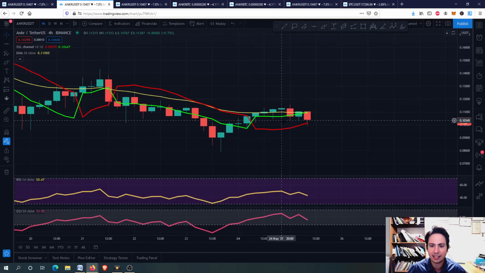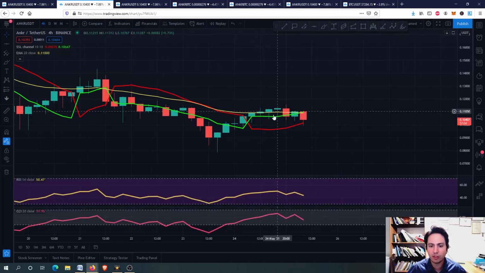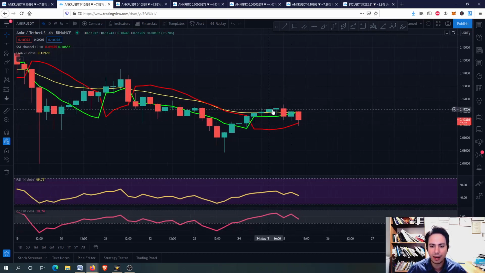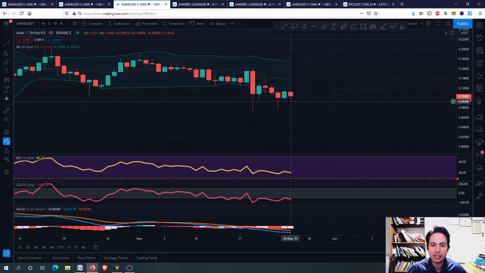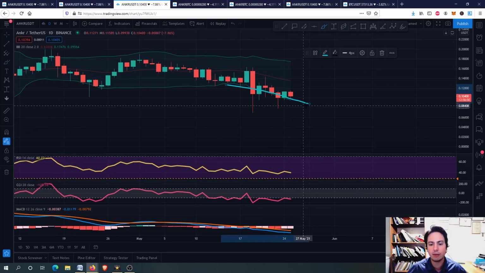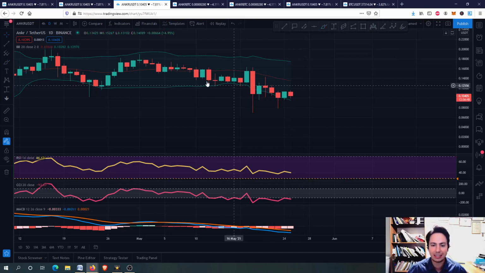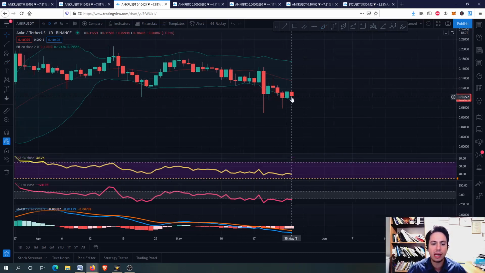According to the SL channel, we still have a buying opportunity and we were above the 20-day MA, but we couldn't manage to keep it, and now we are falling down. Let's see what we will do. For Ankr against USDT, we are going to the bottom line of the Bollinger Bands. We are going all the way down. This is what happens in a bearish market, guys. You are following the bottom line of the Bollinger Bands.